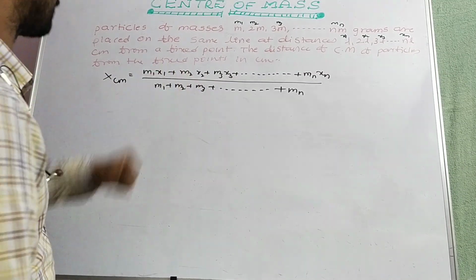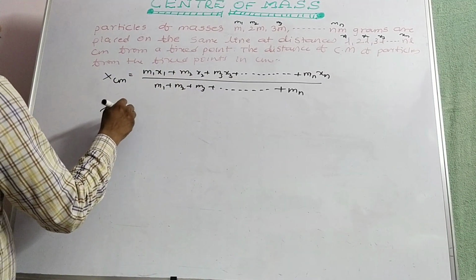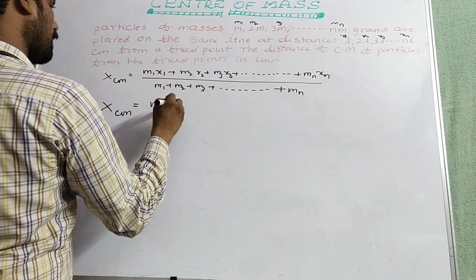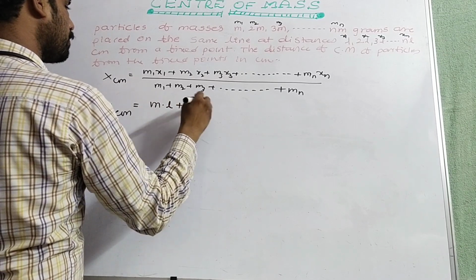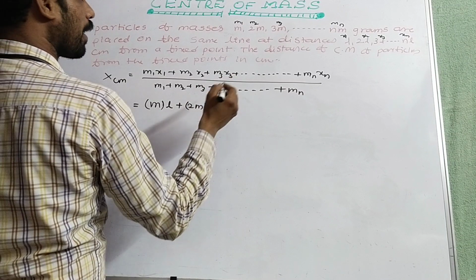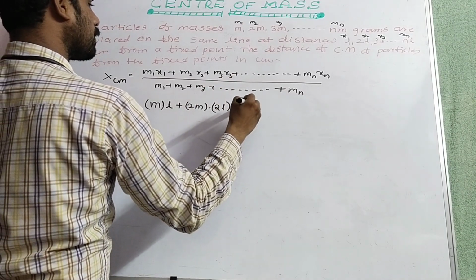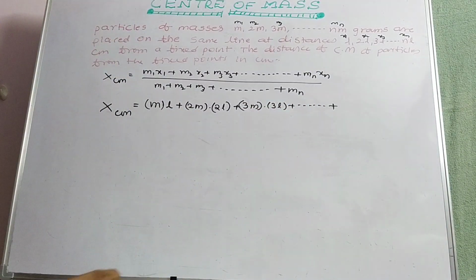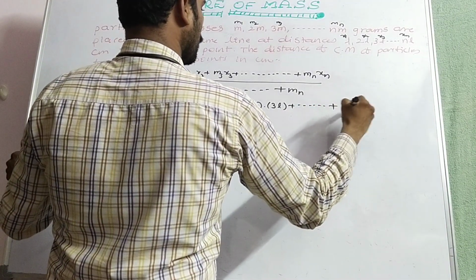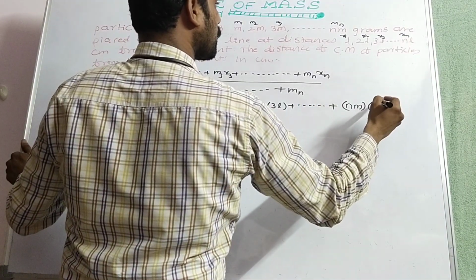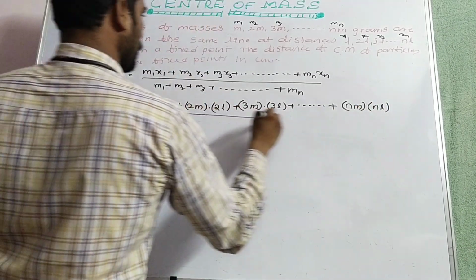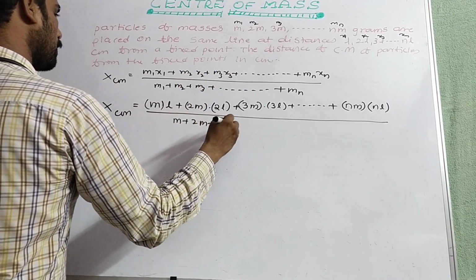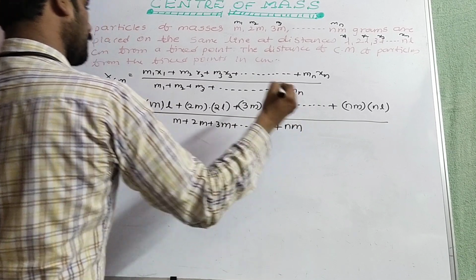We have to substitute that in the given expression. x_cm equals (m into L, plus 2m into 2L, plus 3m into 3L, and so on, up to nm, the nth mass, with length nL) divided by (m plus 2m plus 3m plus and so on plus nm).